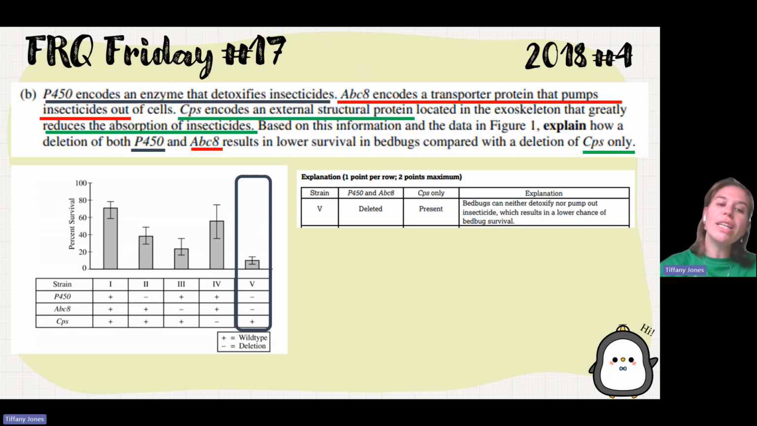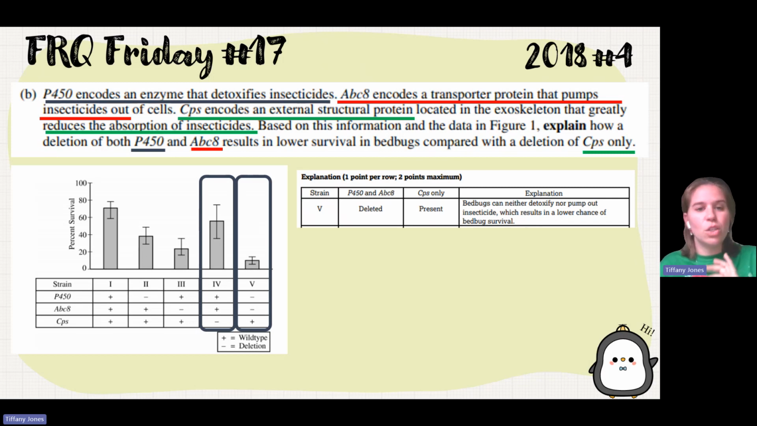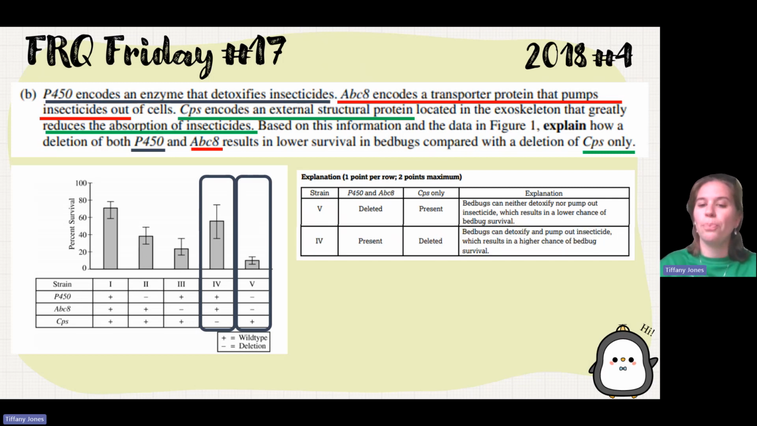So if I look instead at strain 4, I have both P450 and ABC8, but it's missing the CPS. And you can see that it does have a higher amount of survivability, okay? Because this one is going to be able to detoxify and is able to pump the insecticides out. Maybe it can't reduce the amount that are absorbed, but once it does get into the cell, it's going to be able to detoxify and pump back out, which is what the scoring guidelines say. So with CPS absent, the bed bugs can detoxify and pump, which results in a higher chance of bed bug survival.